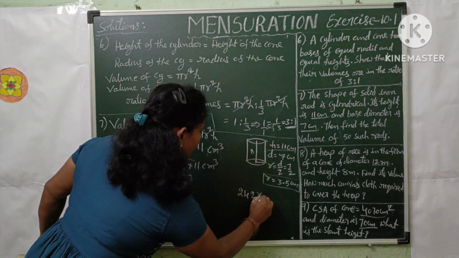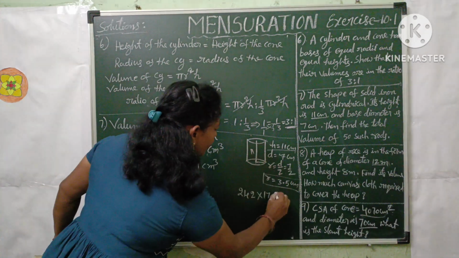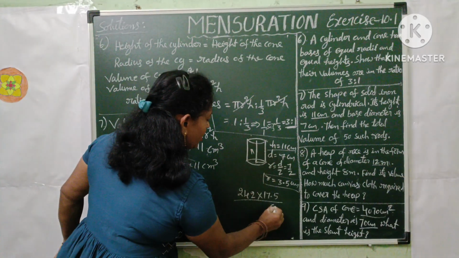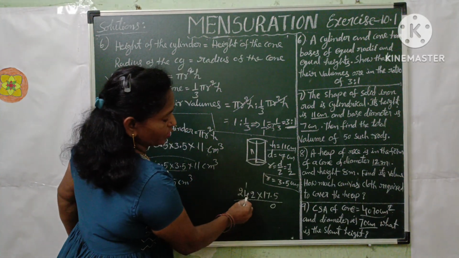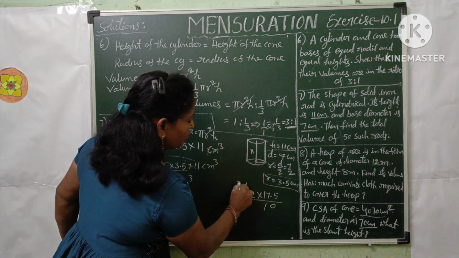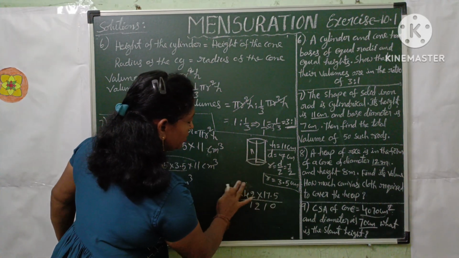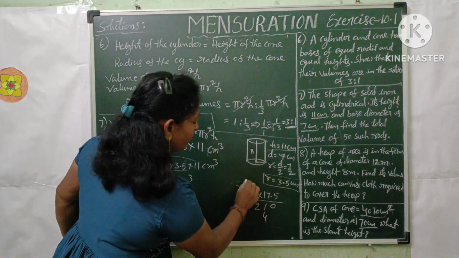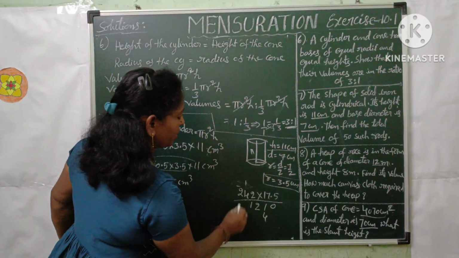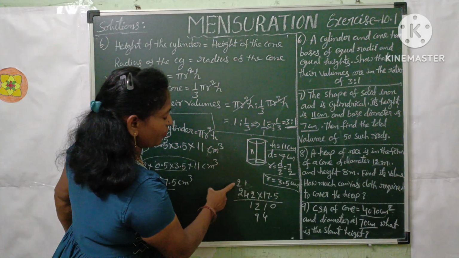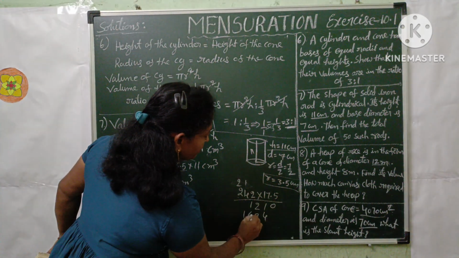242 into 17.5. We have to multiply here. 5 2s are 10, 1. 5 4s are 20, 21. Again 2. 2 5s are 10, 12. Again 7 2s are 14, 1. 7 4s are 28, 29. 2. 7 2s are 14, 14, 16.